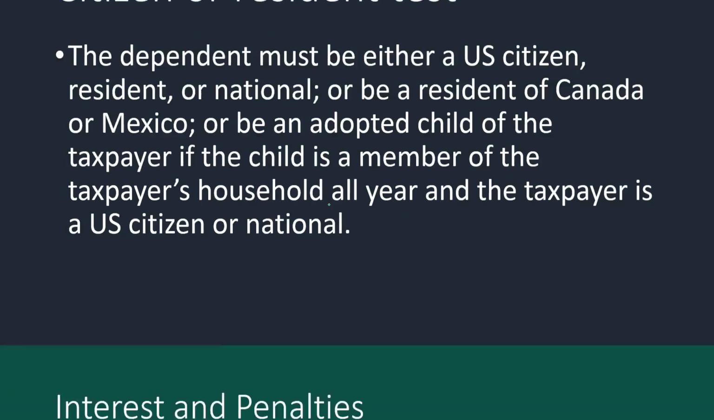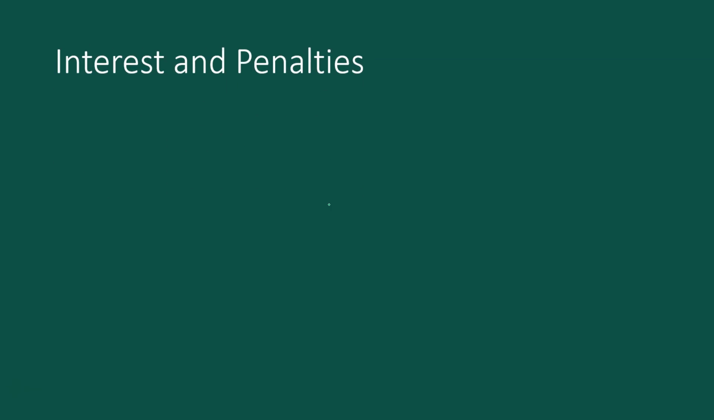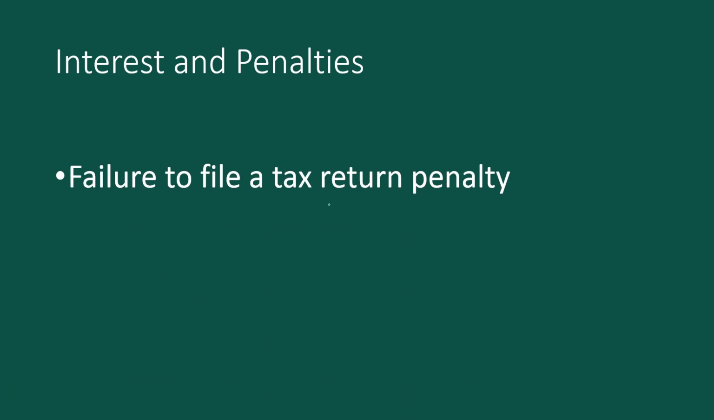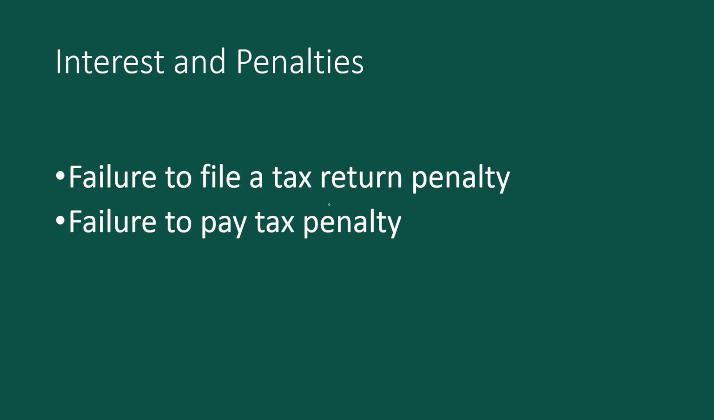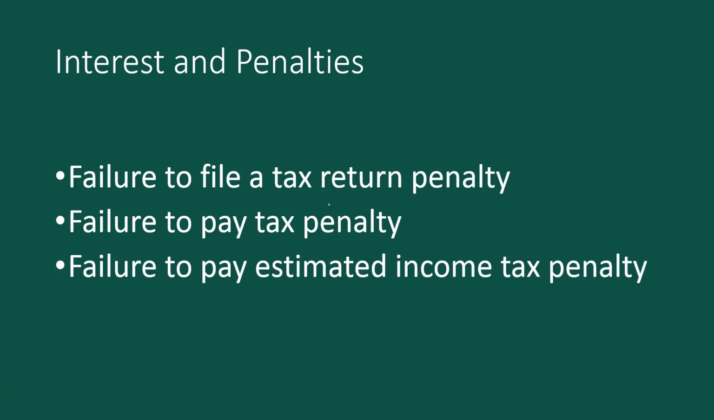Okay, so then we have interest and penalties. So I'm just going to list out the interest and penalties and leave it there. So failure to file a tax return penalty, failure to pay tax penalties, failure to pay estimated income tax penalty, and fraud penalty. So of course the IRS assumes that we owe the taxes and we are required to report them and pay them. If we do not do either of those 2 things, the IRS can legally take action against us for that.